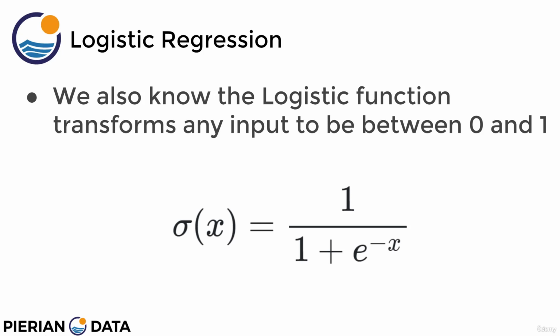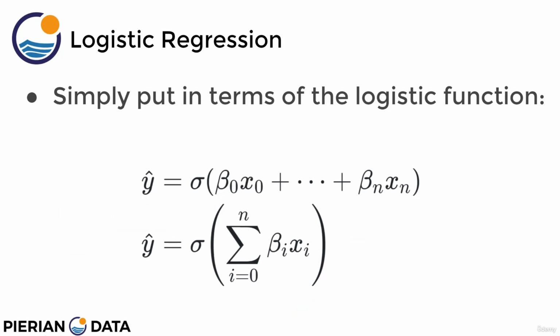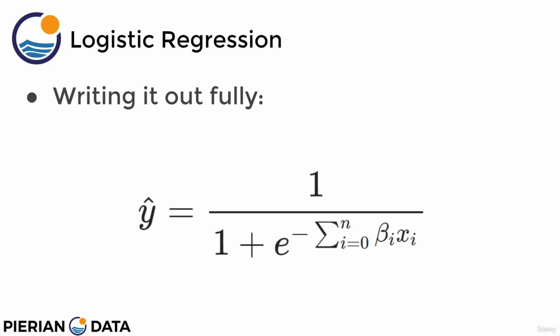So this allows us for a very easy fix. Essentially, all we need to do is plug in the linear regression equation into the logistic function to create logistic regression. So in terms of the logistic function, you could just say that y hat is equal to the sigmoid or logistic function, and then you're just passing in that sum of the coefficients times the features. And if we write this completely fully out, it looks like this. We get y hat is equal to 1 over 1 plus e to the power of negative the sum of those coefficients times the feature. And that's logistic regression. So pretty simple and straightforward.